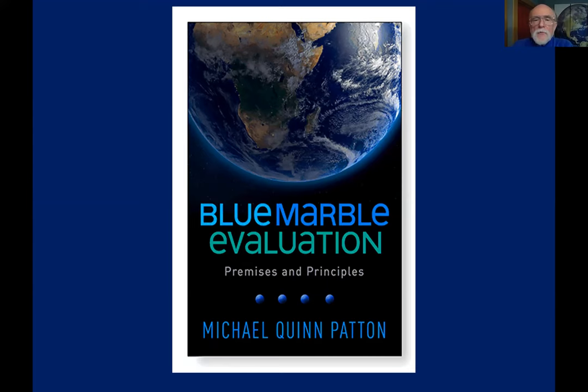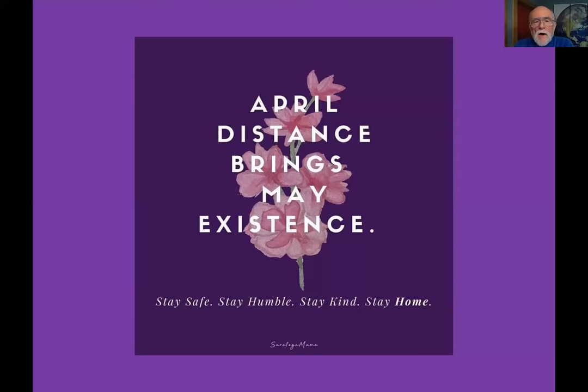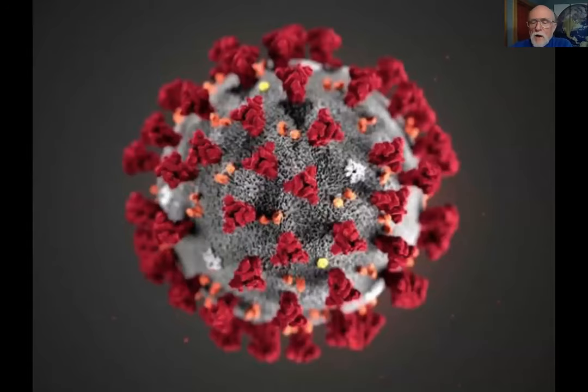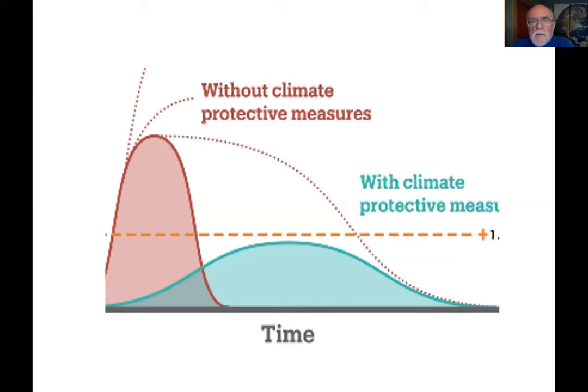acknowledge the context in which we are operating, the global pandemic, which is in some ways a warm-up for the larger global climate emergency. April distance has brought us May existence, and we look forward to June and onward as this unrolls. But the coronavirus epidemic is being treated now as a precursor of the larger global emergency. And the widespread flatten the curve graphic that may become the most famous data visualization in evaluation history because of its influence has already been adapted to the climate, showing the need to flatten climate protective measures in order to ensure a future that's more sustainable and equitable.